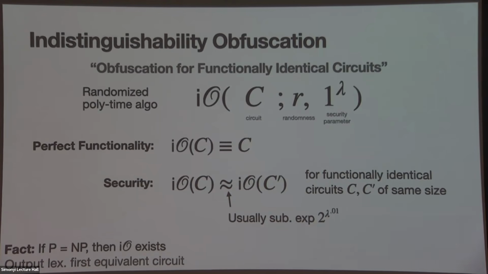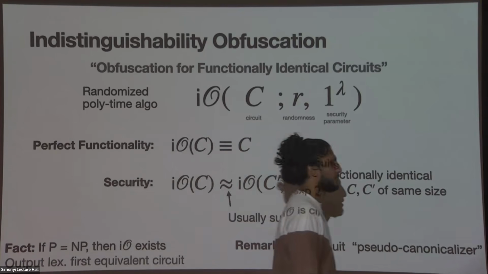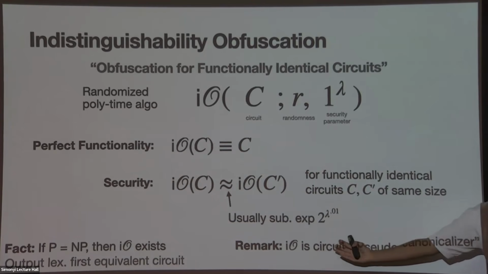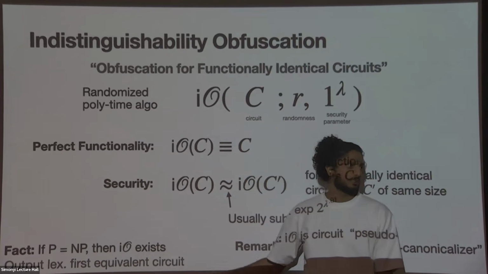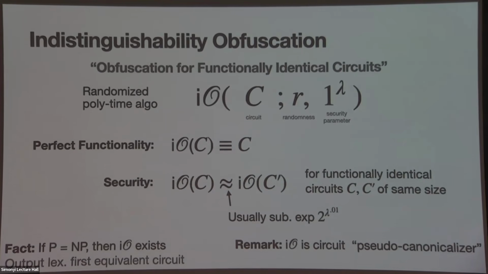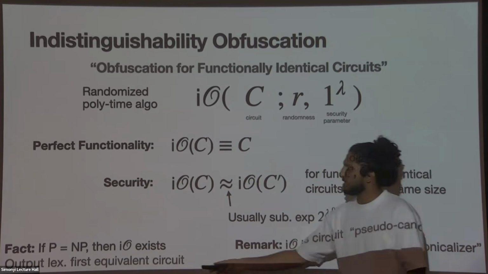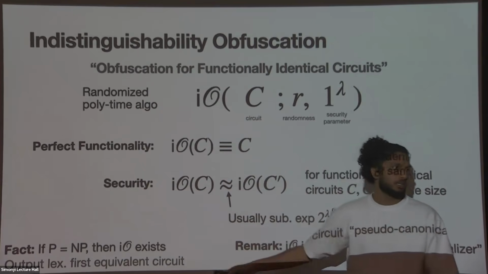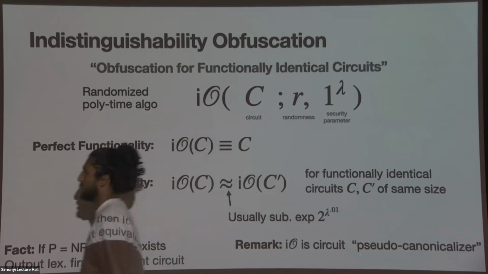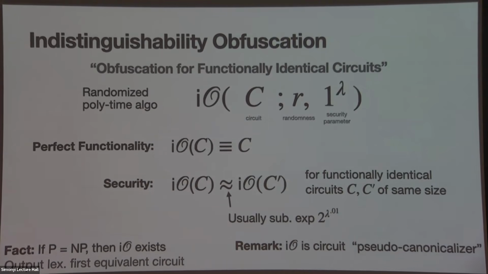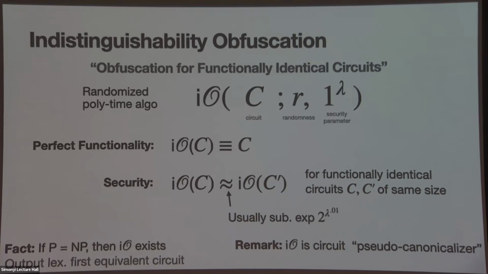Okay, great. And one remark related to this is that you could think of I/O as a circuit pseudo-canonicalizer. One way to get I/O is to always canonicalize the circuit, give it a Lex first one. But of course, if you believe P is not equal to NP, then you shouldn't be getting the Lex first circuit here, but it's some way to pseudo-canonicalize this circuit. Okay, great. So this is a definition. Hopefully you understand it, but you should be a little mad about it.